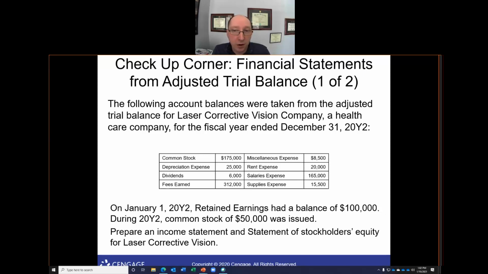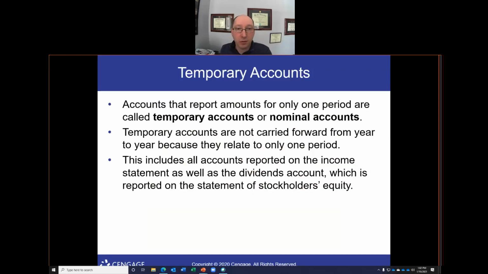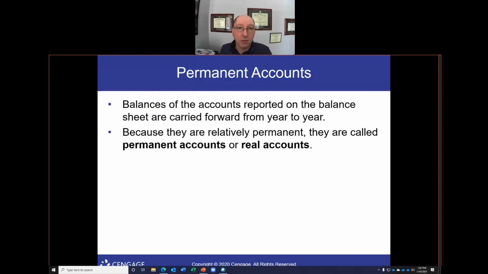The following accounts were taken off of the adjusted trial balance for a company. This is an example from the Check Up Corner. I don't want to go through that. Check Up Corner is kind of boring. I'll give you better examples. The Check Up Corner examples are not that great for this book. I'll show you better examples than that.